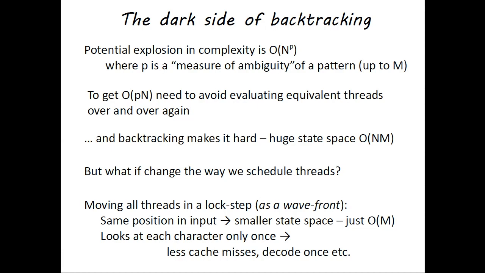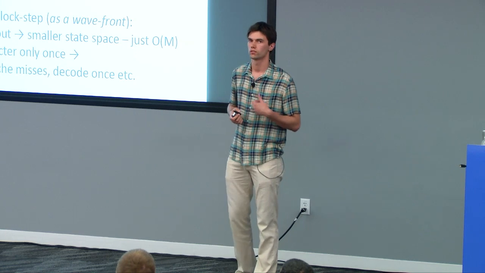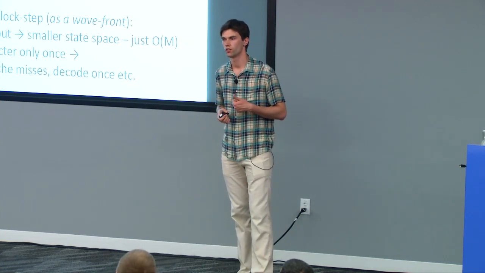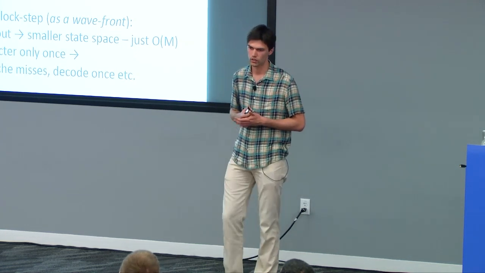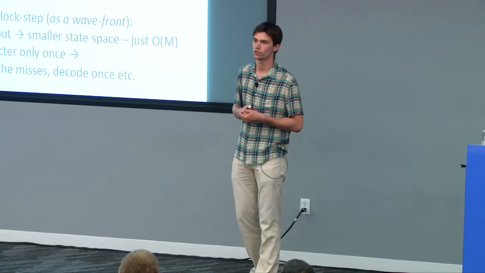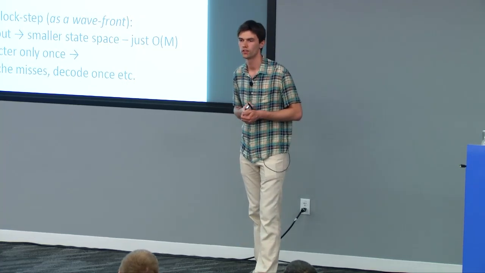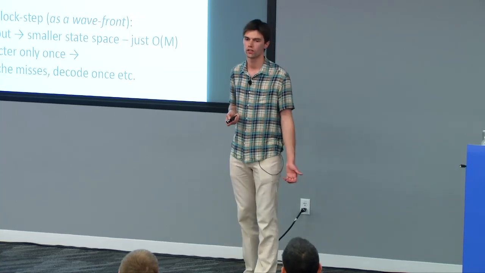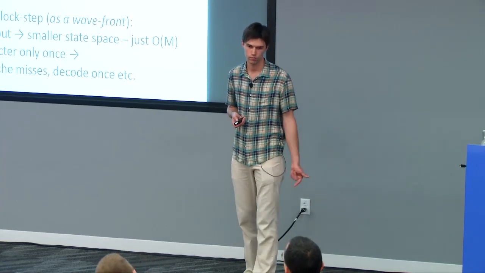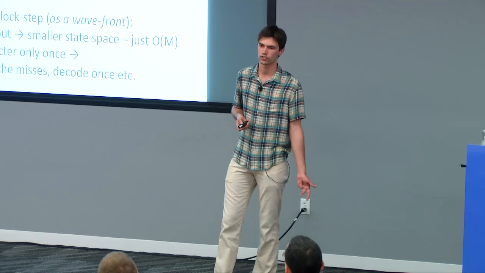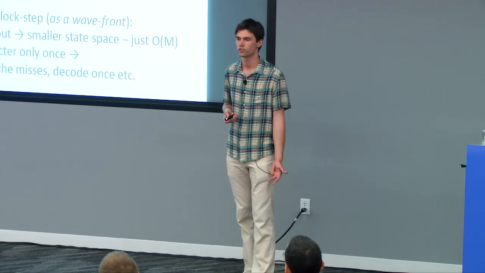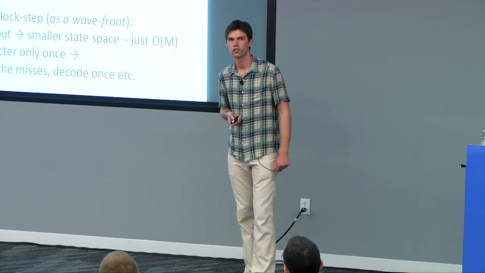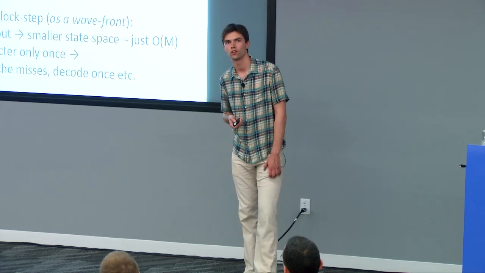In order to do that, we have to stop executing equivalent threads. So we must save, in a kind of dynamic programming way, which threads we have already seen to avoid them. But for backtracking, that means that since we have two state variables, one is the program counter, one is the position in text, the total state space is n times m. And to avoid that, there is a trick.